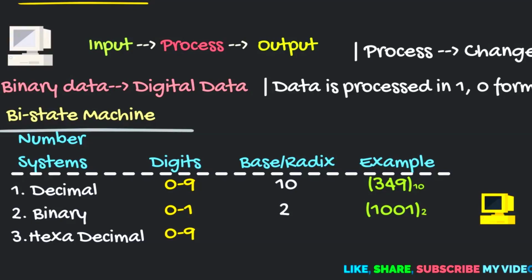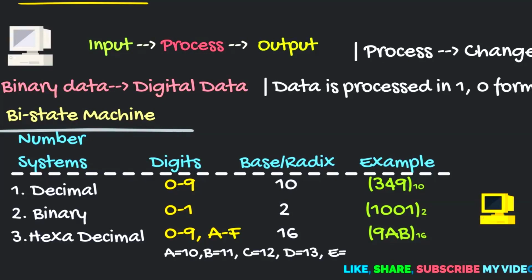Hexa system has 0 to 9 and A to F, 16 digits available. Its base is 16 and its example may be any combination of these digits and letters. For example, 9AB. Please note, in hexa system, A is equal to 10, B is 11, C is 12, D is 13, E is 14 and F is 15.